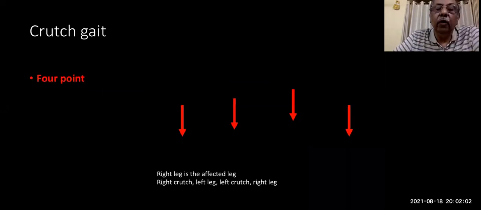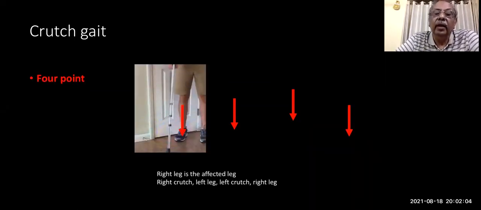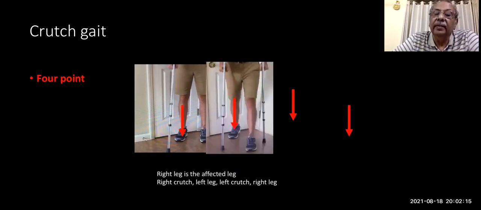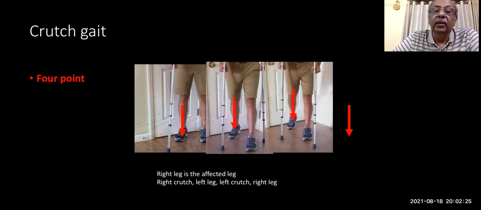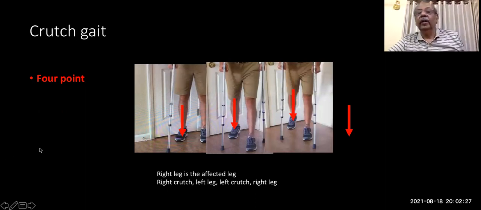So in the case of 4-point gait, if the right leg is the affected or the painful side, the right leg is the affected leg. So the right crutch first, then left leg, then left crutch, and last should be the affected leg. Okay. So that is how you walk with a 4-point gait.